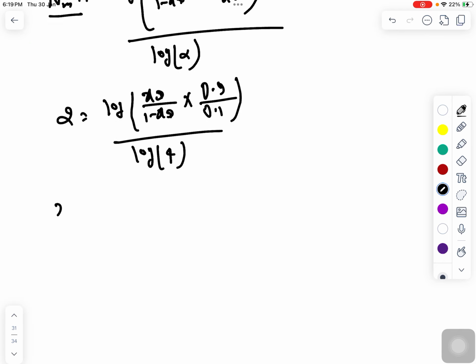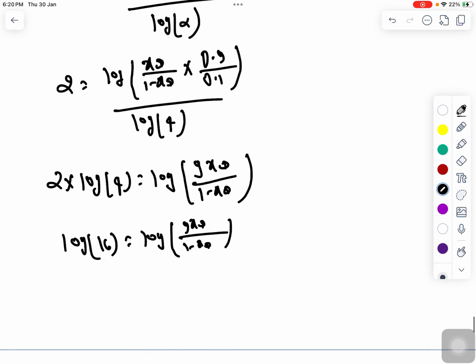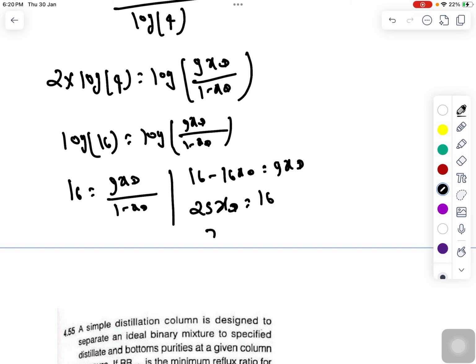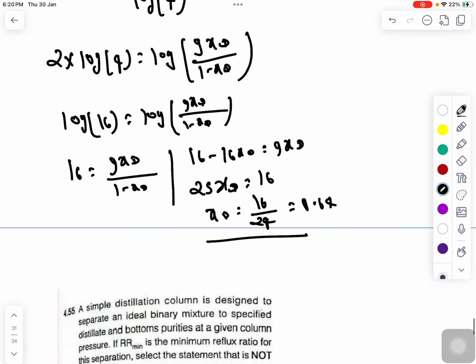This equation is very simple now. You can write 2 multiplied with log of 4 is equal to log of 9 xd divided by 1 minus xd. So log 16 is equal to log of 9 xd divided by 1 minus xd. The log will get cancelled out, so 16 is equal to 9 xd upon 1 minus xd. So 16 minus 16 xd is equal to 9 xd, so 25 xd is equal to 16, and xd is equal to 16 by 25, that is 0.64. So the mole fraction of the more volatile component in the distillate is 0.64.